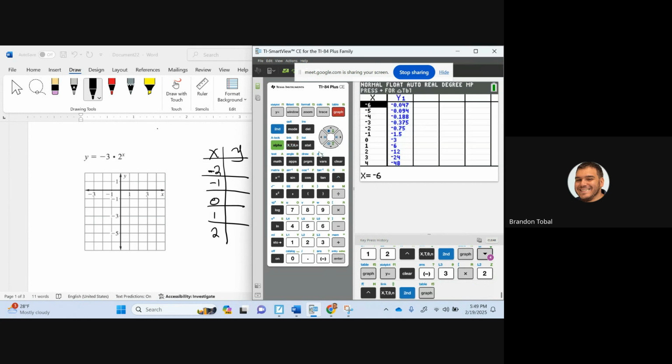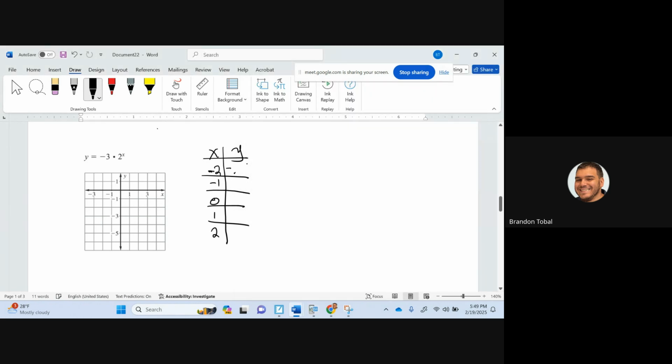We're going to go second table. And then I'm going to look at the numbers here. -0.75, -1.5, -3, -6, -12. Again, let's put the dots. -2 comma -0.75. So somewhere between 0 and -1. -1 comma -1.5. So somewhere between -1 and -2. 0 comma -3. 1 comma -6. Make our nice little curve like that.